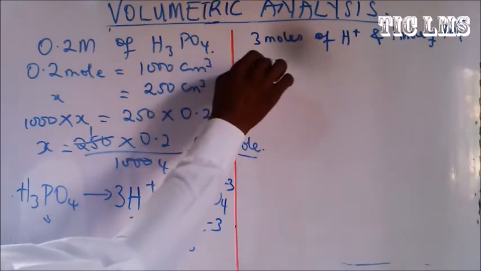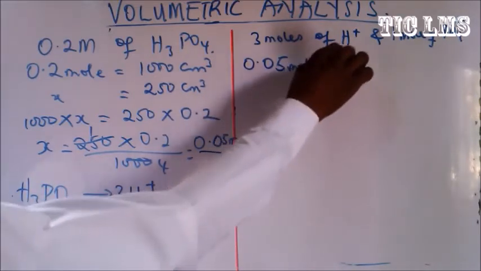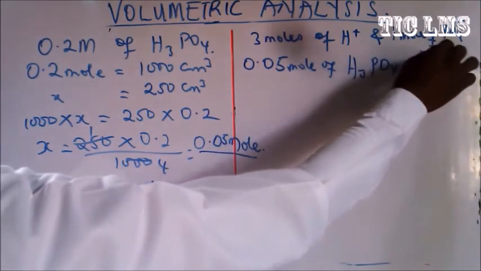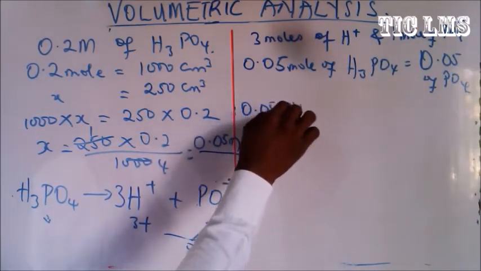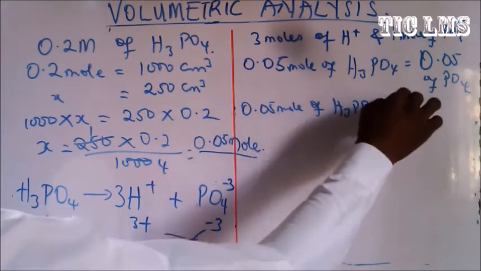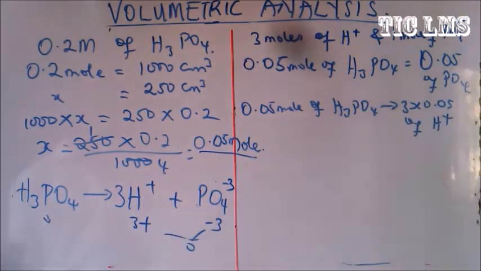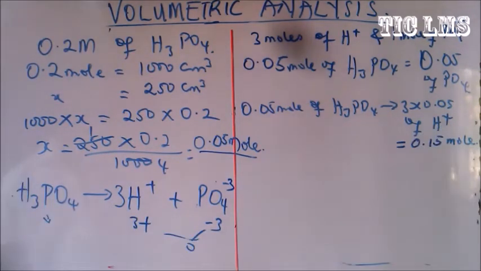So 0.05 mole of H3PO4 will give us 0.05 of PO4, whereas 0.05 mole of this same H3PO4 will produce 3 times 0.05 of H plus. With that in mind, 3 times 0.05 gives 0.15 mole. Now next thing is that we'll convert this into mass.